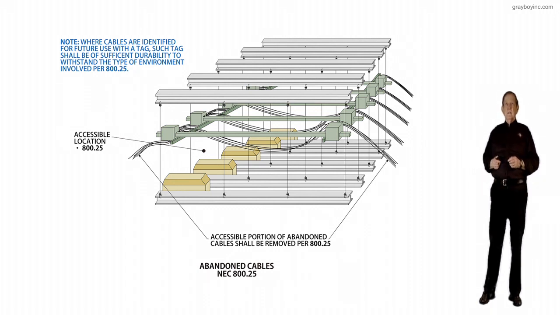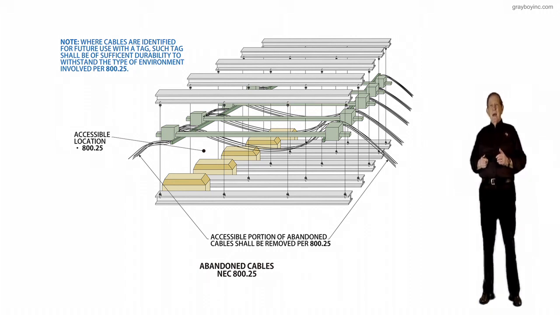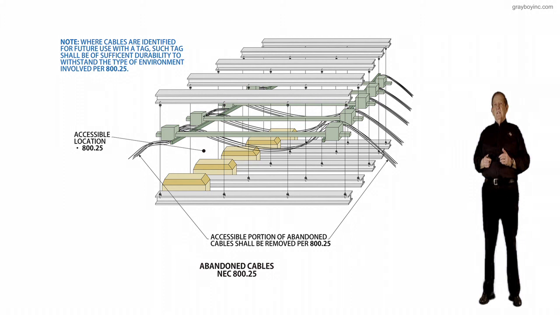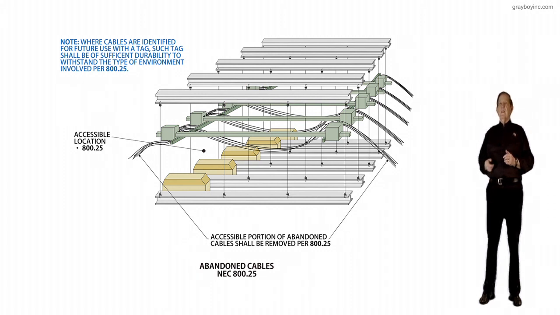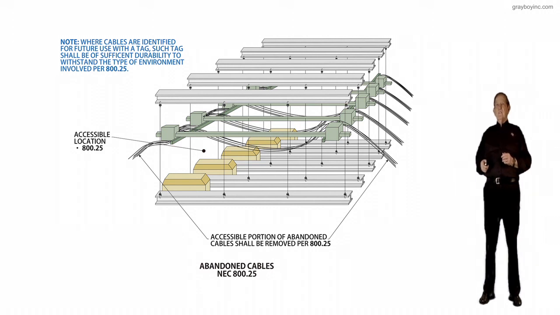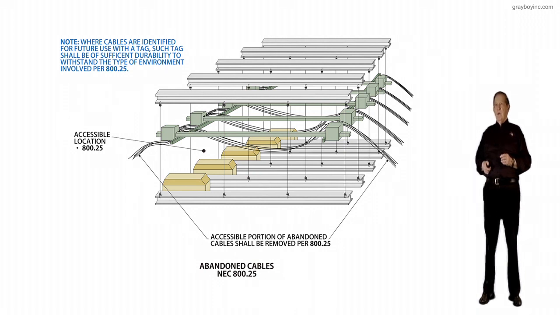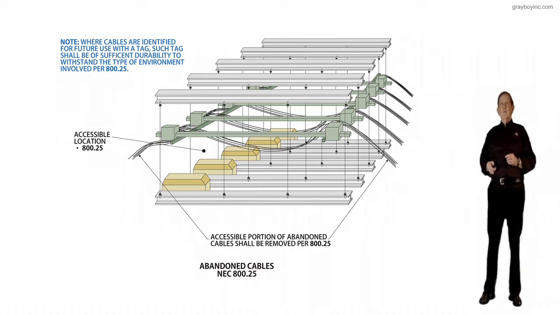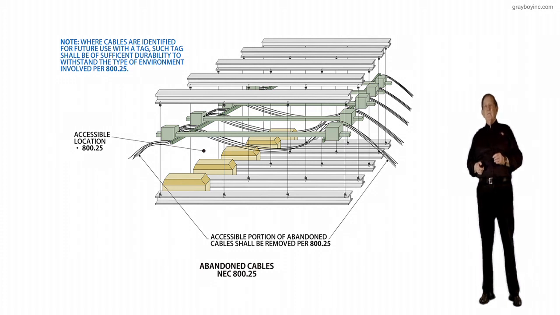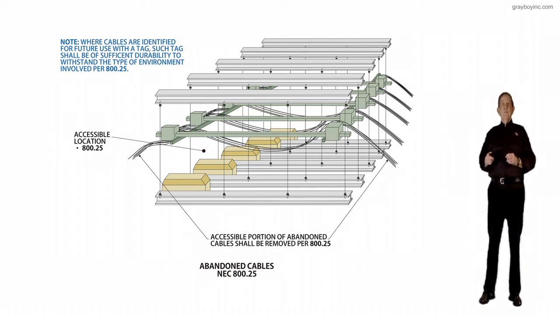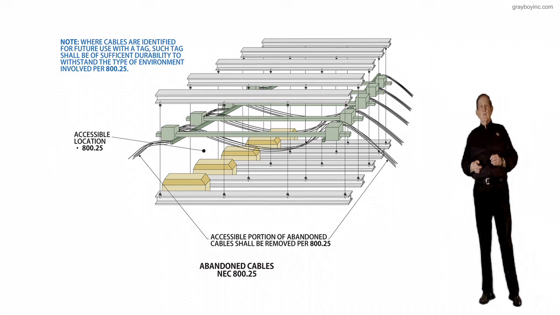Now, I would like to remind you that in this cavity, we have access, and you can see that the accessible portion of the abandoned cables shall be removed for Article 800.25, and that information of this new section is in the note for your review.